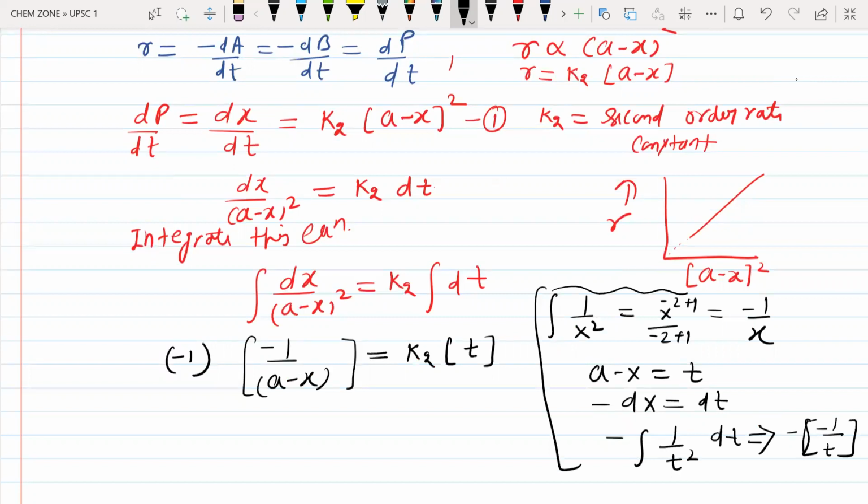This is just for the integration purpose. These are the general formulas. Don't assume this is the general value of x. This is not the concentration of product. This is general x, and this is general t, not the time t.